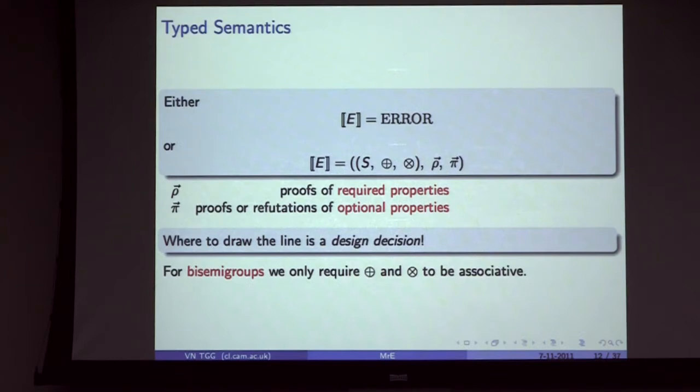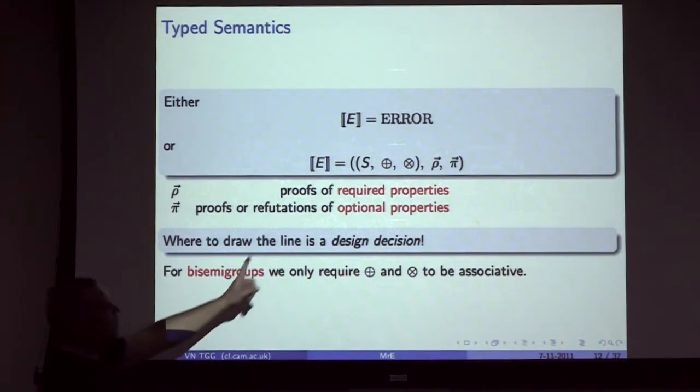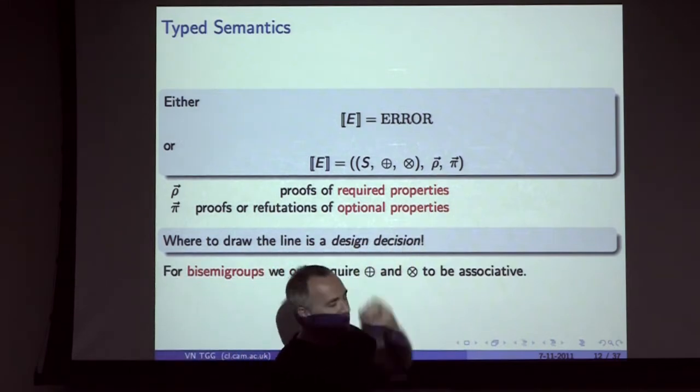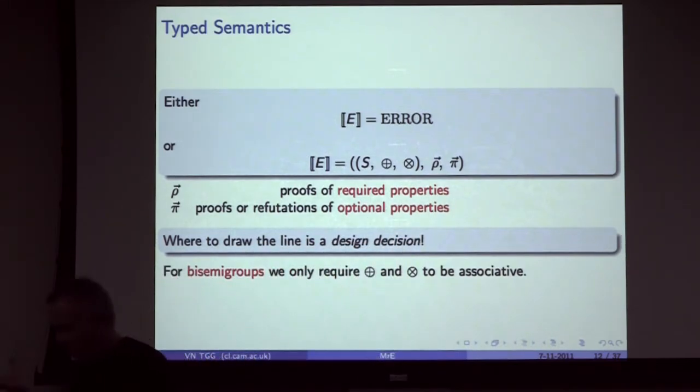Okay, and then the more required properties you have, the easier the things are to work with in some ways. The easier it is to reason about them because you have more properties to work with. So it's kind of a design trade-off to decide where that line goes. And for these things that we're calling bisemigroups, well, guess what? The only thing we require as required properties is that both operations are associative. So we don't require any of the other properties of semirings, okay?